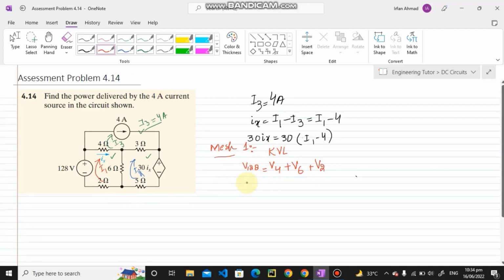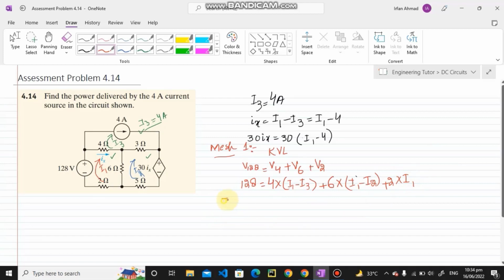So writing them now here, I will get 128 is equal to V4, and V4 is basically 4 multiplied by I1 minus I3. Similarly, V6 is equal to 6 multiplied by I1 minus I2, and the third one is 2 here. The only current flowing through this 2 ohm resistor is the I1 current, so here it will become 2 multiplied by I1.